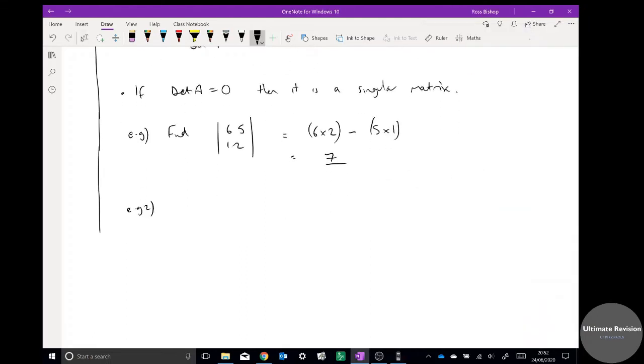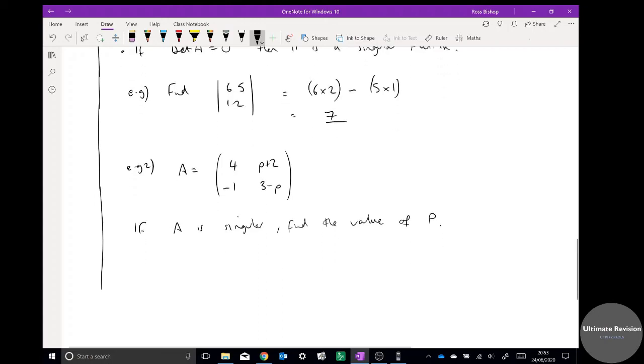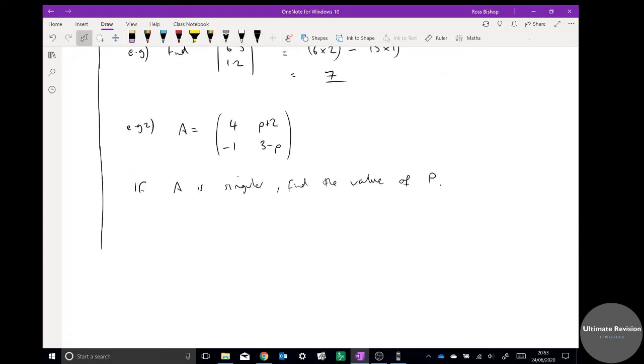Right, example 2, so matrix A is 4, P plus 2, minus 1, 3 minus P. If A is singular, find the value of P, okay? So if it's singular, we look at our notes above: if it's singular, then det A must equal 0. So the determinant of A must equal 0 because it says it's a singular matrix.